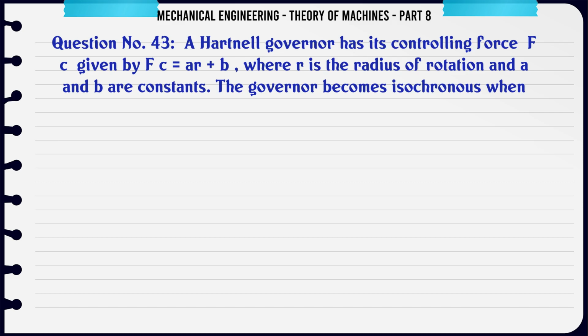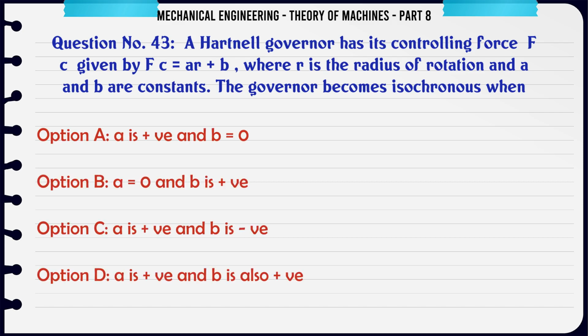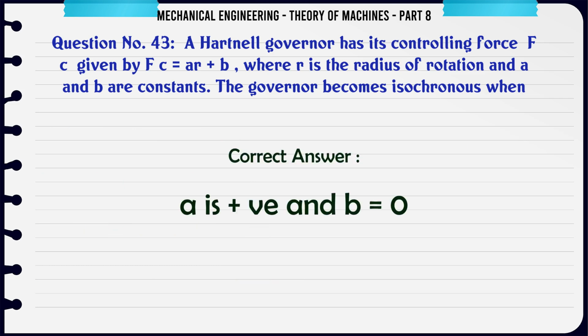A Hartnell governor has its controlling force Fc given by Fc = a·r + b, where r is the radius of rotation and a and b are constants. The governor becomes isochronous when A. a is variable and b = 0, B. a is 0 and b is variable, C. a is variable and b is variable, D. a is variable and b is also variable. The correct answer is a is variable and b = 0.